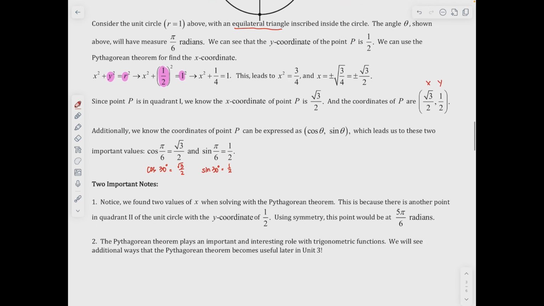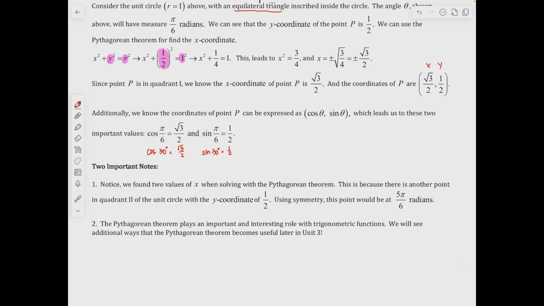So right over there. Okay. Number 2, the Pythagorean theorem plays an important and an interesting role with trigonometric functions. We will see additional ways that the Pythagorean theorem becomes useful later in unit number 3.